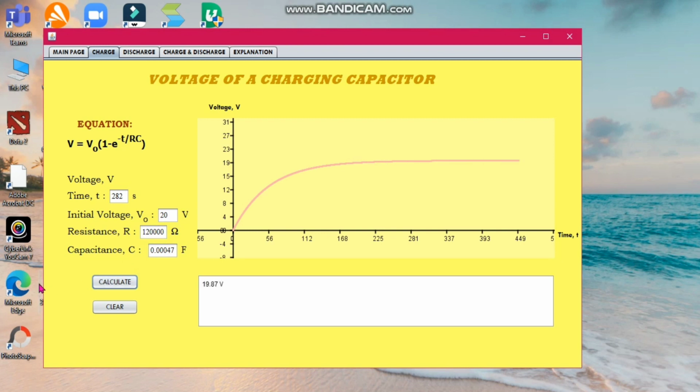Then we calculate it. We can see that the capacitor voltage increases exponentially. The voltage finally develops across the capacitor after the capacitor is fully charged. The value of V that we obtain is 19.87 volts.